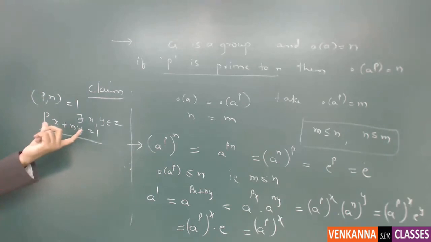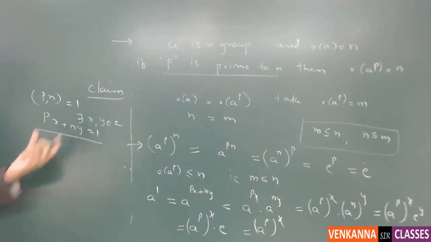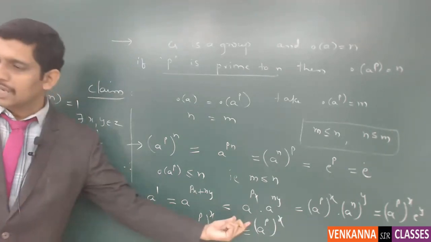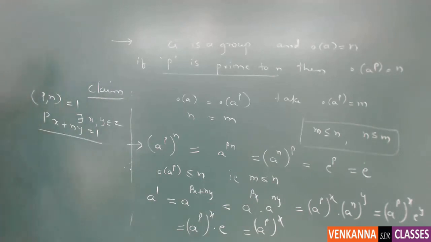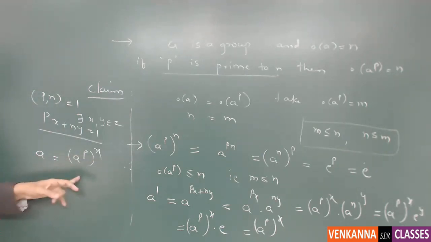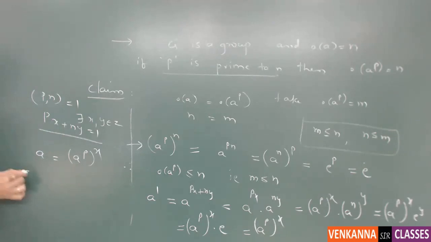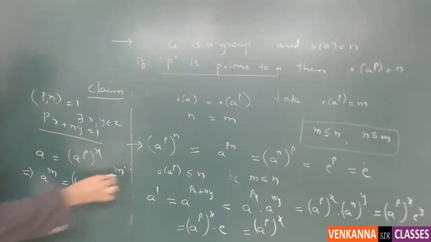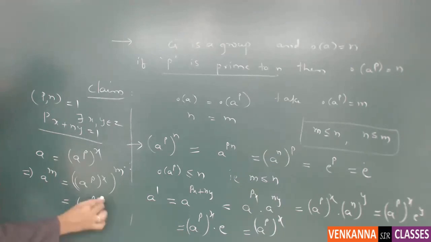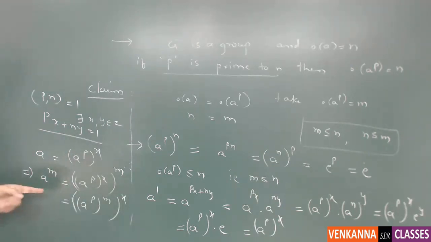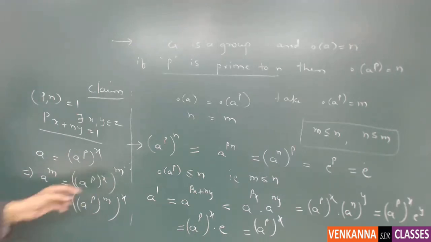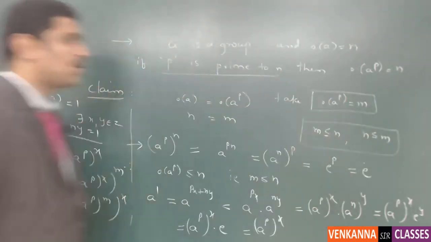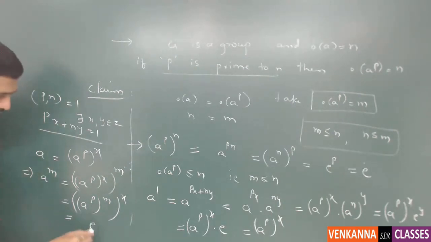Since they are relatively prime, by using the technique of relatively prime numbers, I have taken that a power 1 is equal to a power p whole power x. Now, I got this one. To this value, raise both sides to the power m. Using the law of integral exponents, the number theory technique, we can write like this. As we know, I have taken that the order of a power p is equal to m. So this is nothing but e whole power x, which is e.